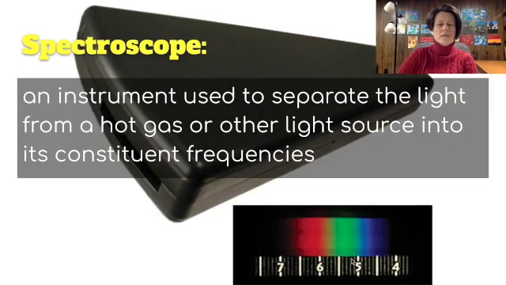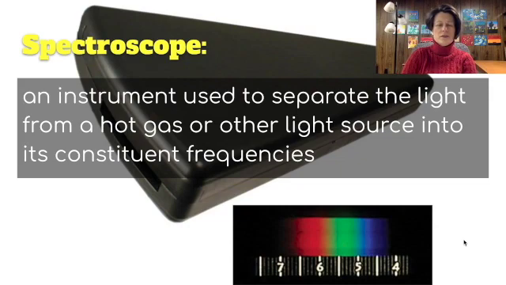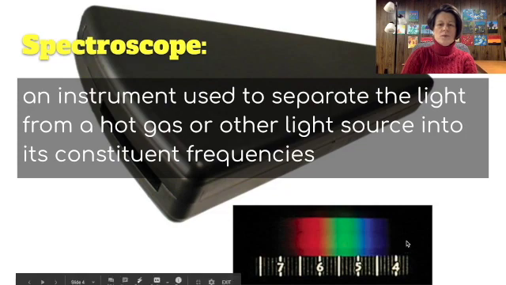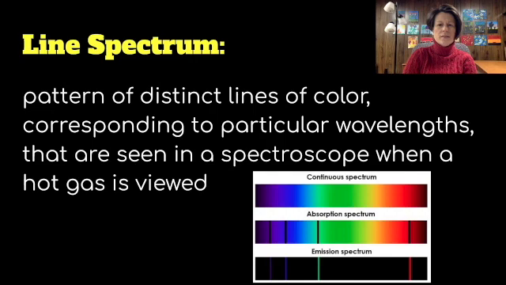So this is a spectroscope that we will be using in lab. It's an instrument used to separate the color from a hot gas or other light source into its constituent frequencies. And here is what we will look through. There's an eye hole over here, and this is what you would see through this spectroscope. We will be looking at line spectra. This is a pattern of distinct lines of color corresponding to particular wavelengths that are seen in a spectroscope when a hot gas is viewed.